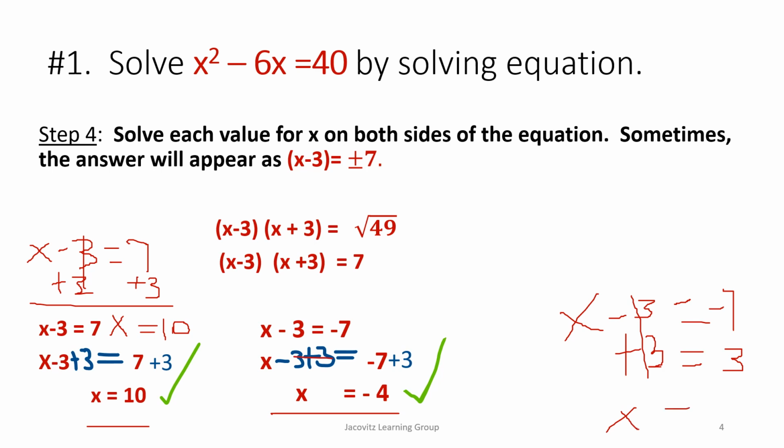X equals, why is it negative 4? Because your value is here. You're actually doing negative 7 plus positive 3. It's negative 4.